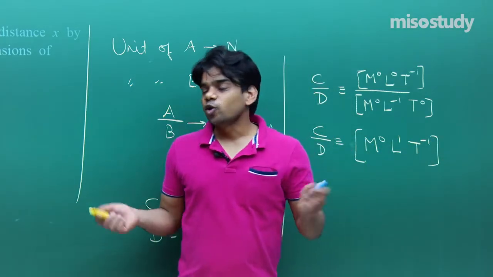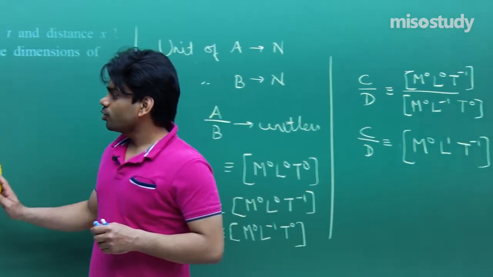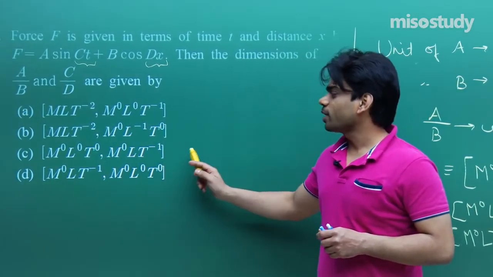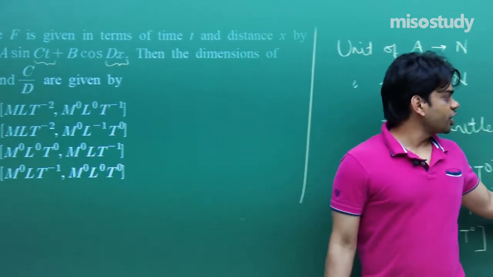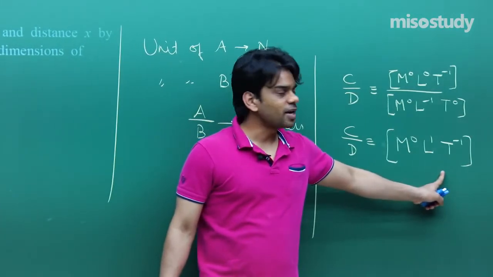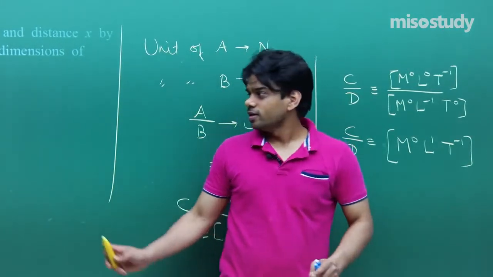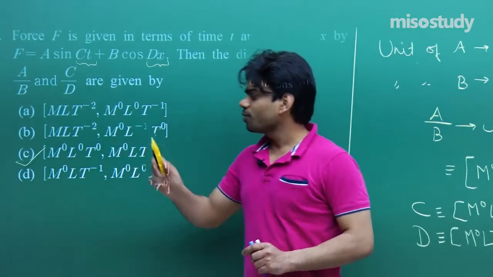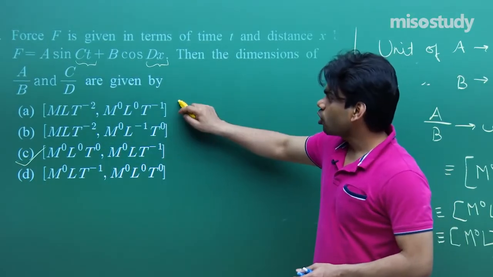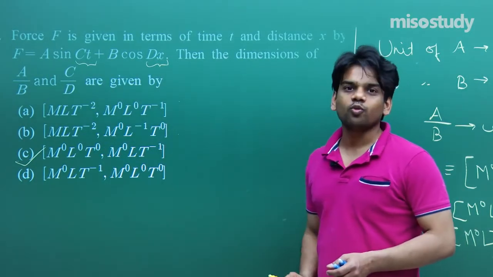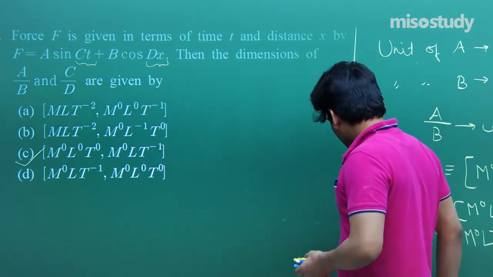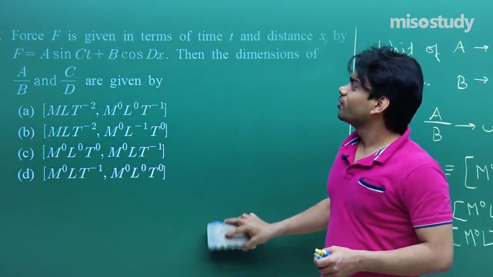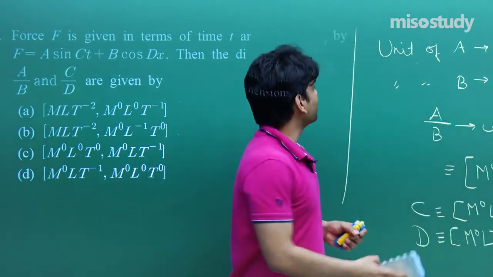A/b has no dimensions, so M^0, L^0, T^0, and for c/d it is M^0, L^1, T^-1. You can check for c/d, here it's M^0, L^1, T^-1. So the option that is matching with the right answer is option C. So we will mark option C as the right answer. The rest of the options are incorrect, so you need not worry about them. So this is how we are going to find the dimensions of given values and variables.